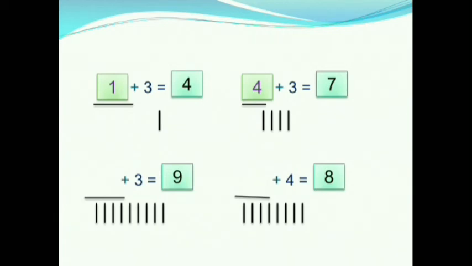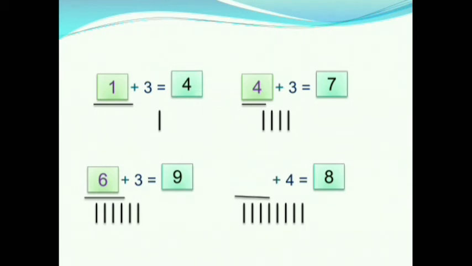Children, see the next question. Dash plus 3 is equal to 9. Here we want our answer to be 9. We have drawn 9 lines for it. But we have 3 in our question. So we will remove 3 lines. Now, how many lines are remaining? 6 lines are remaining. So the missing number is 6. 6 plus 3 is equal to 9.